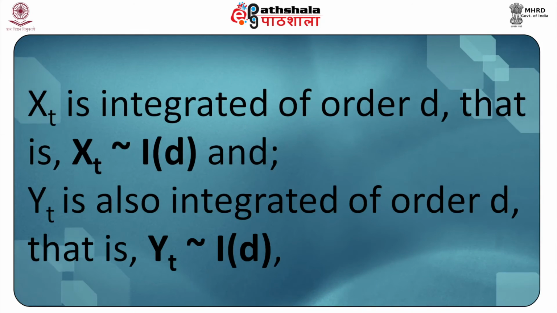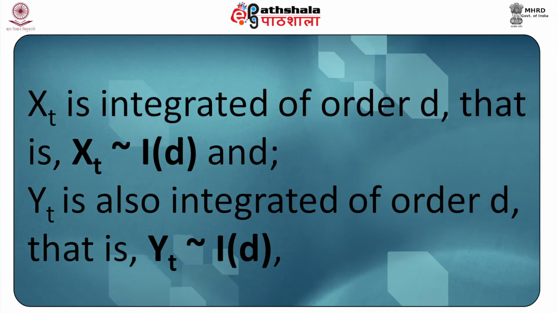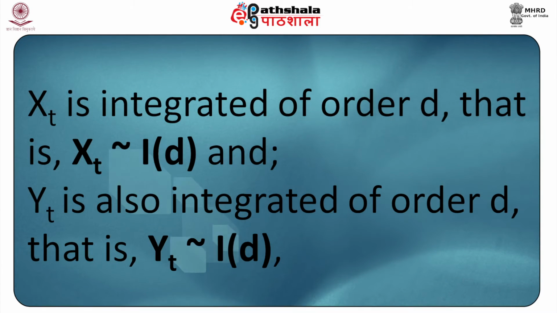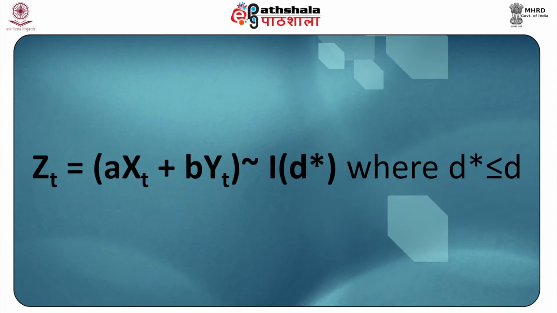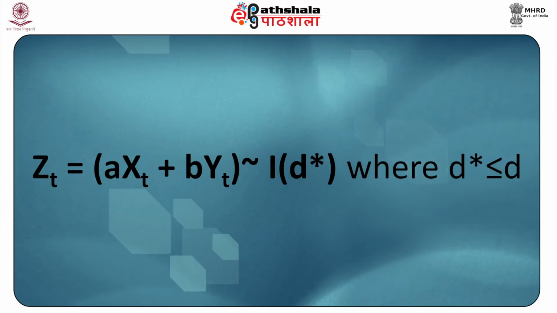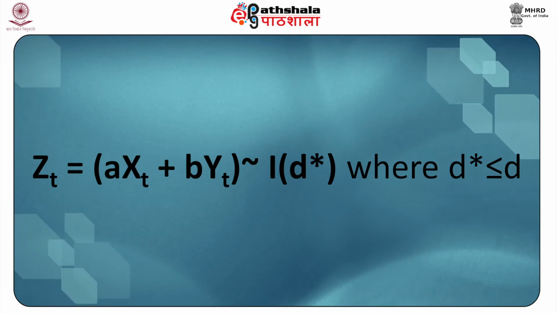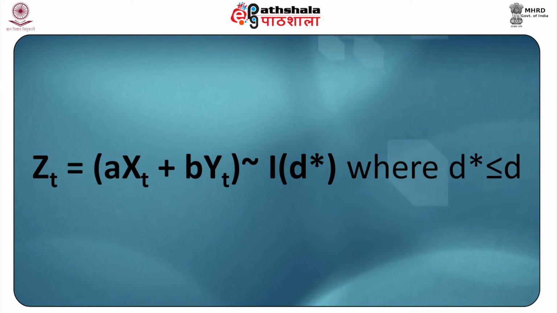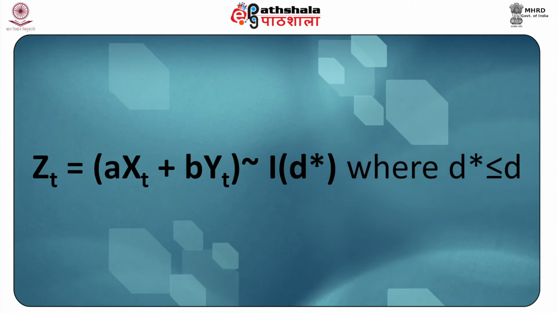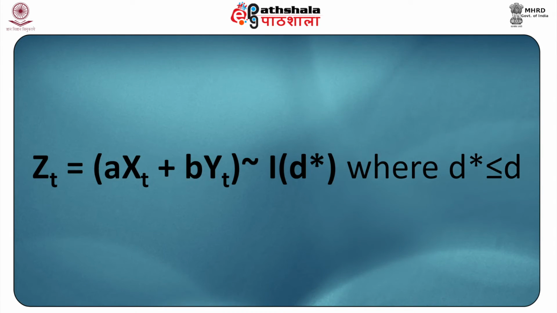The fourth property is that if xt is integrated of order d, that is xt is equal to I(d), and yt is also integrated of order d, that is yt is I(d), then zt, which is equal to axt plus byt, would be integrated as I(d star), where d star is less than or equal to d. Usually it is equivalent to d only, however in some cases it becomes less than d.